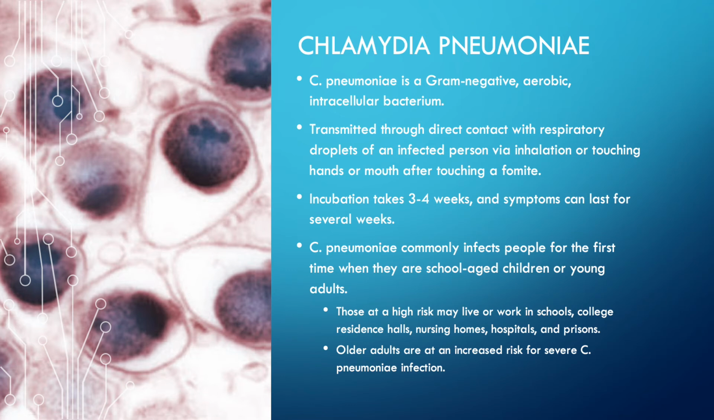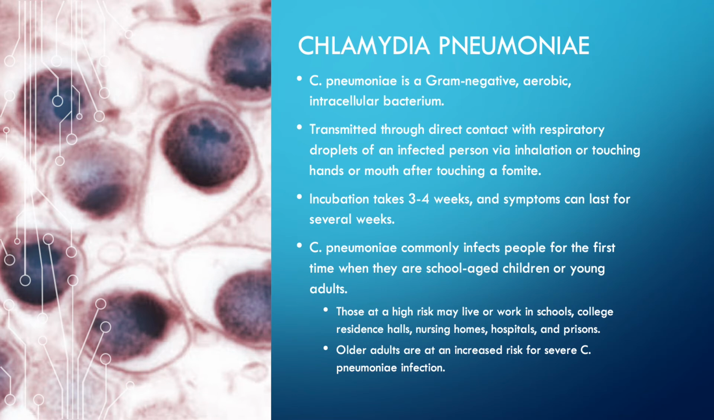Chlamydia pneumoniae is a gram-negative aerobic intracellular bacterial pathogen that commonly causes atypical pneumonia. C. pneumoniae is transmitted through direct contact with respiratory droplets of a person who is infected. This can include direct inhalation of the droplets or touching the mouth or eyes after touching a fomite such as a door handle that contained respiratory droplets from an infected person.